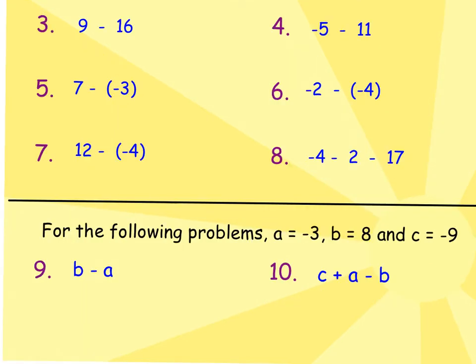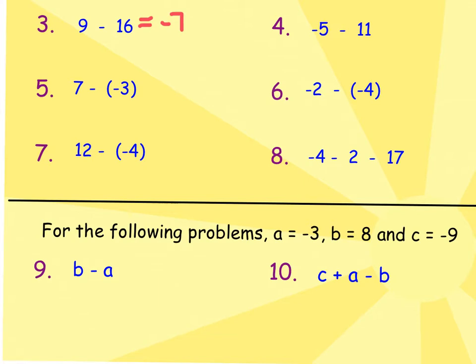Okay, let's go ahead and try a few more. Number 3, 9 minus 16. If we think of this one like the last couple problems that we talked about, we could really just do 16 minus 9 and then make it negative because it's a smaller minus a bigger number. So we get -7 as our answer.